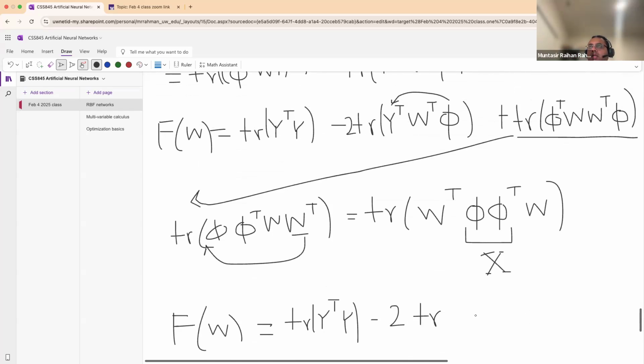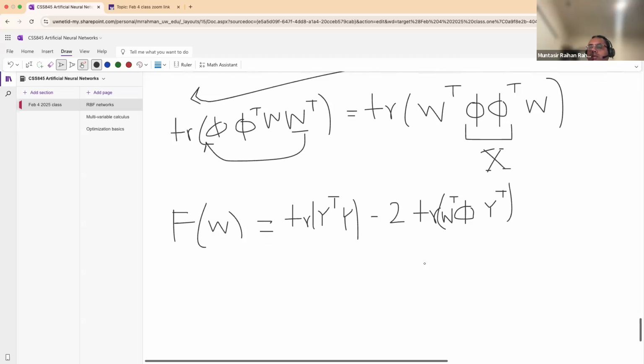this can be phi Y transpose W transpose, but W transpose I can move again here. So this would be like this. And then this would be plus trace of W transpose, and then we're calling this phi transpose as X and W.